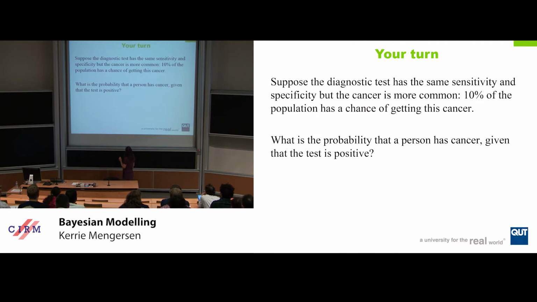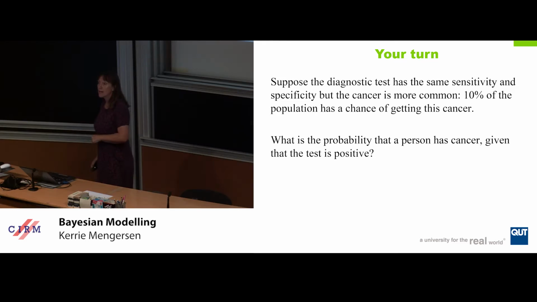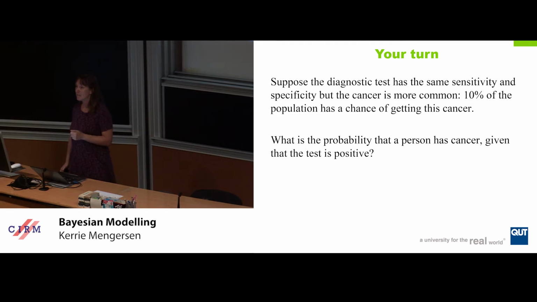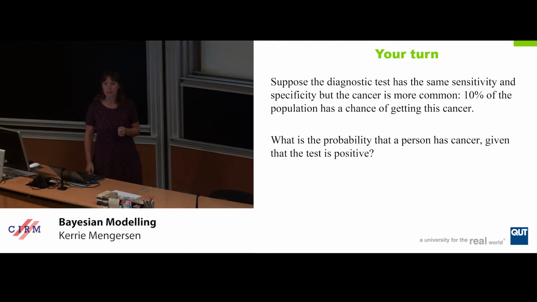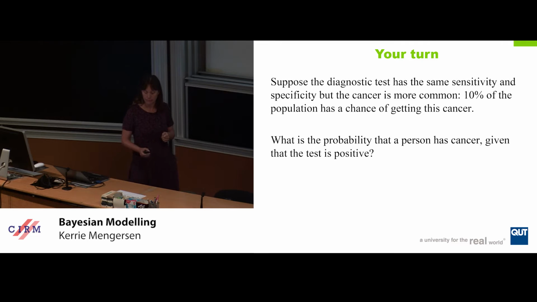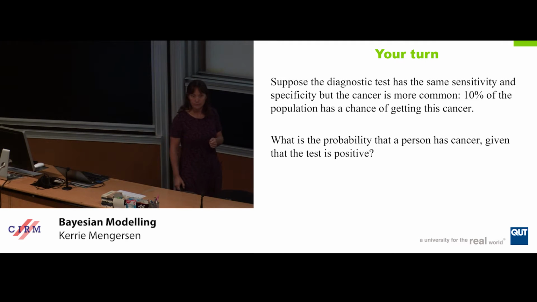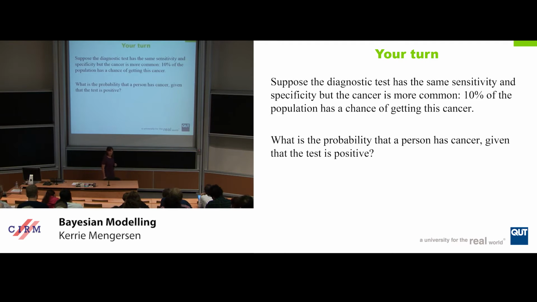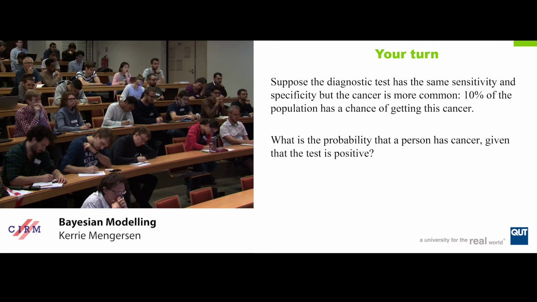What if we have a more common cancer? What if it's 10%? Write down quickly what the answer would be. If it's 10%, what would be Nicola's chance if this cancer is more prevalent? So everything else is the same. The test itself, what would Nicola's chance of having cancer be? And he's still hoping it's very small.